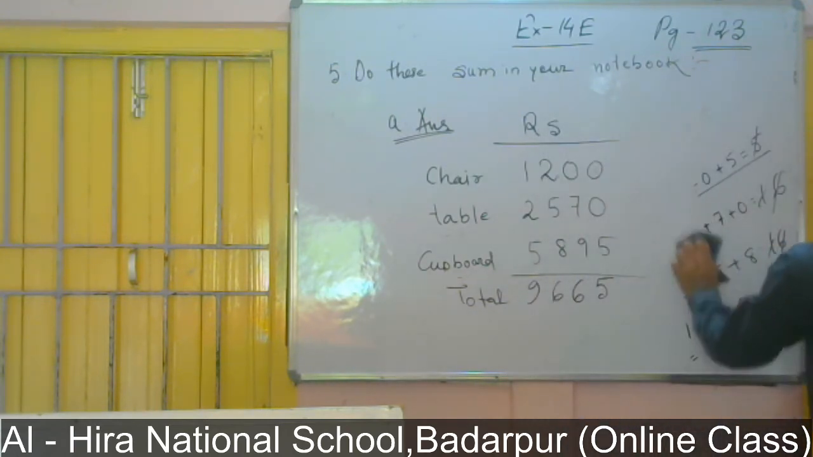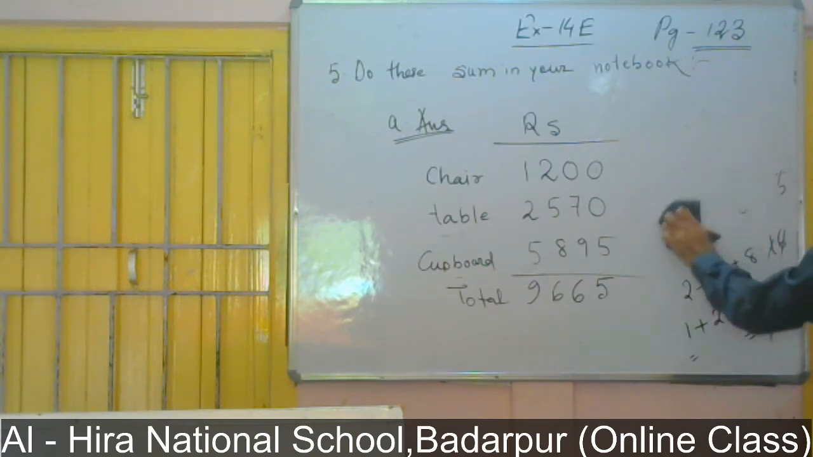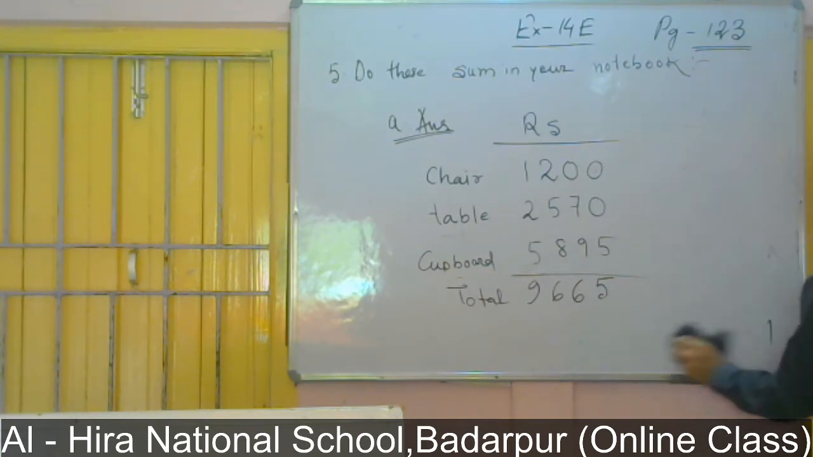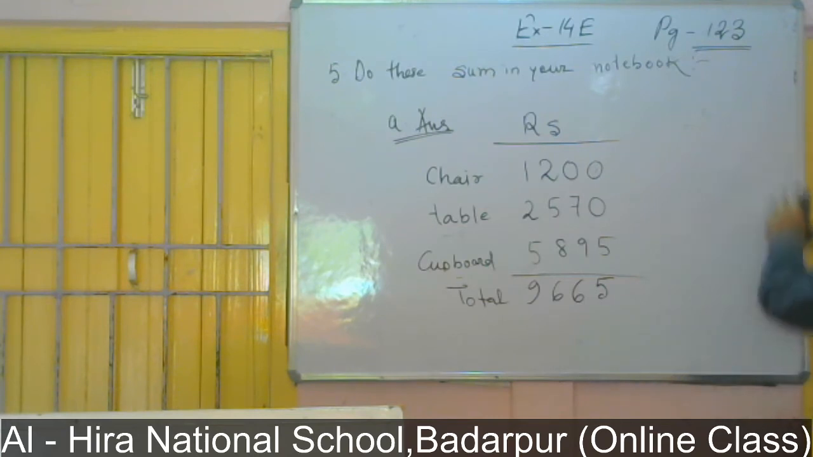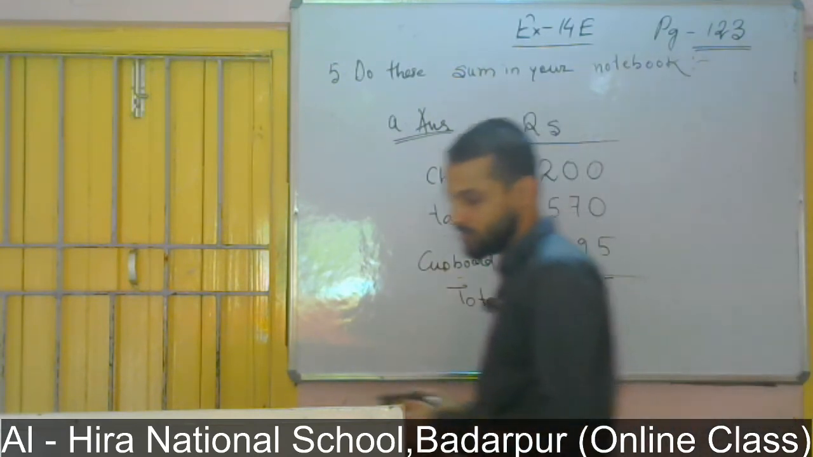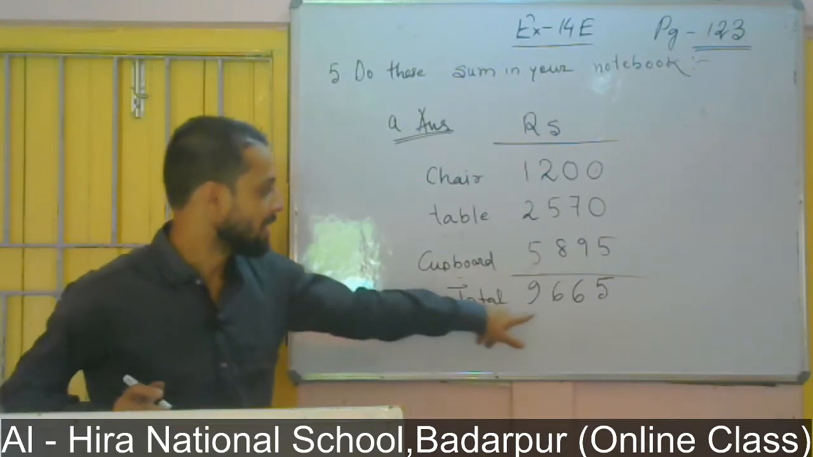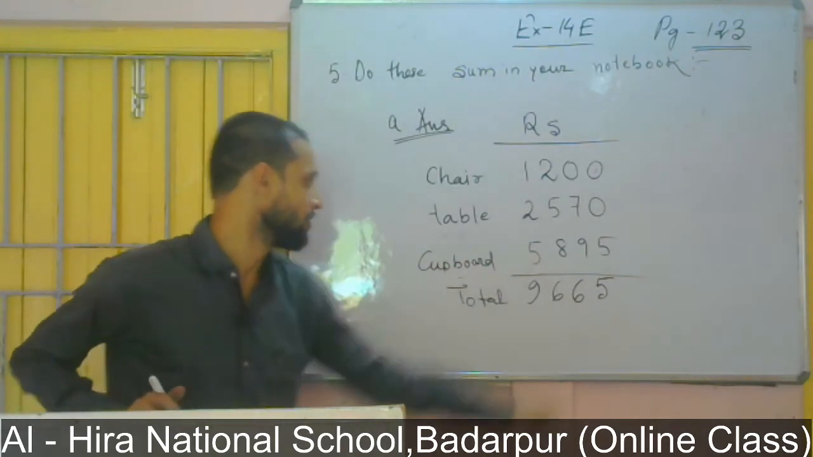So the total amount of money required to buy chair, table and cupboard is 9,665 rupees. So the answer for this question is 9,665 rupees.